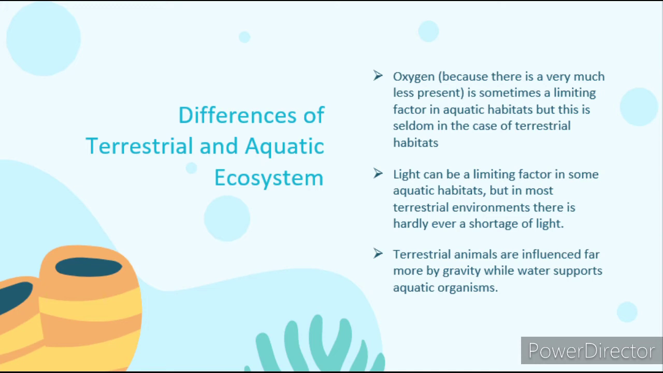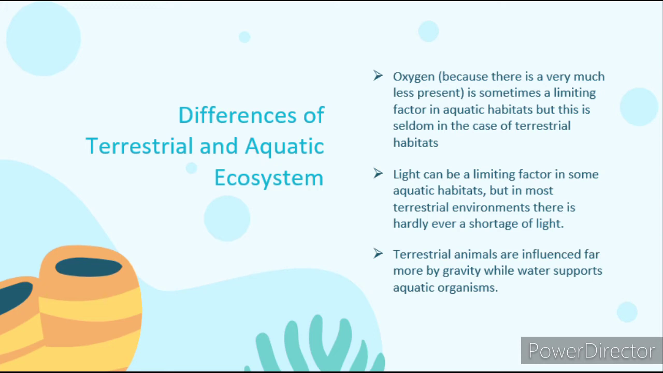So, next is, terrestrial animals are influenced far more by gravity while water supports aquatic organisms. This is the reason why animals on land have feet while animals in water have tails, because animals on land are being supported by gravity while animals in water are being supported by water. So, ito yung dahilan kung bakit tayo ay may paa, tapos yung mga isda ay may buntot.